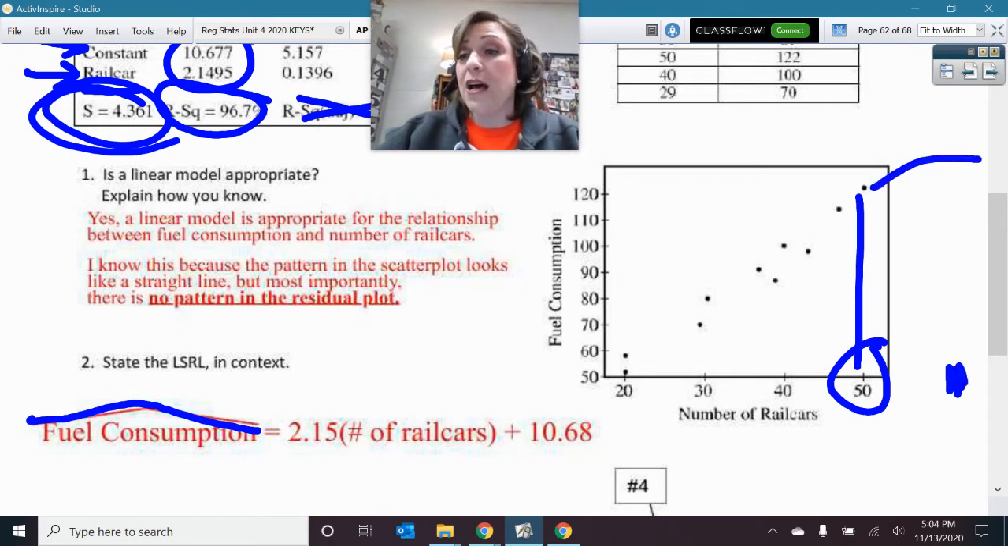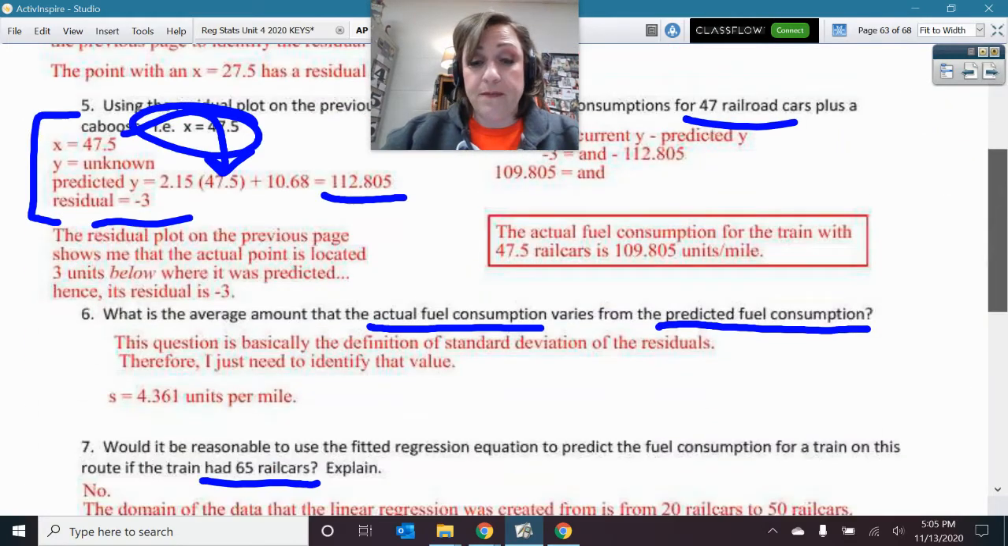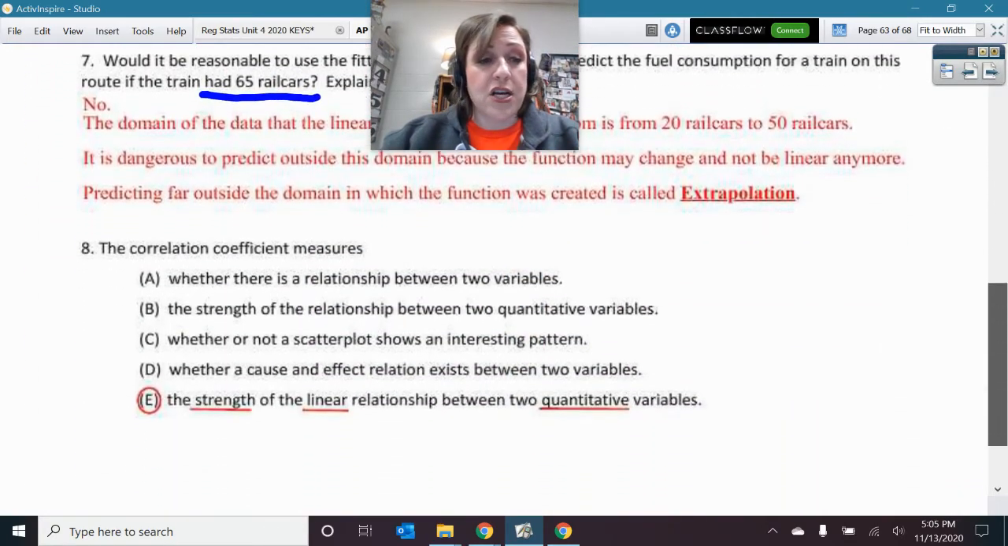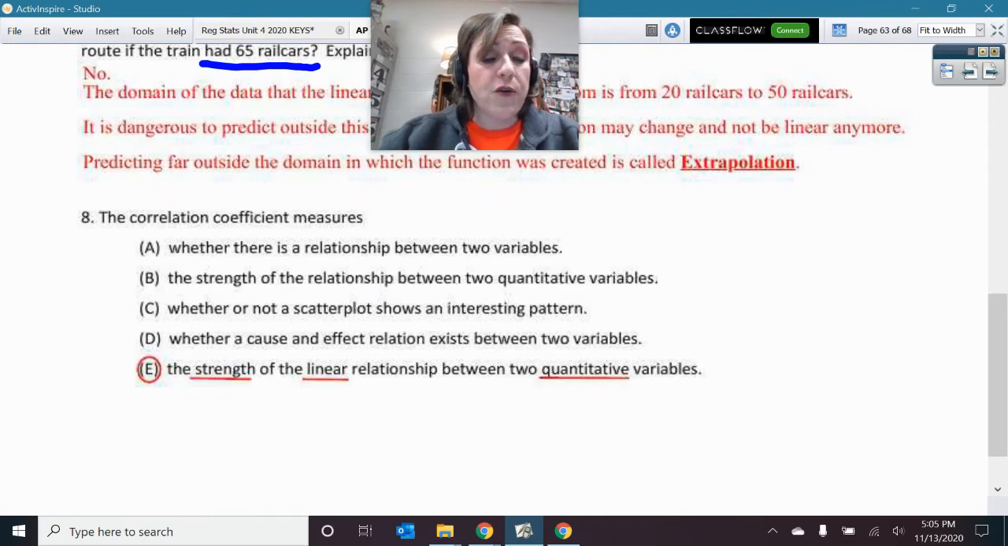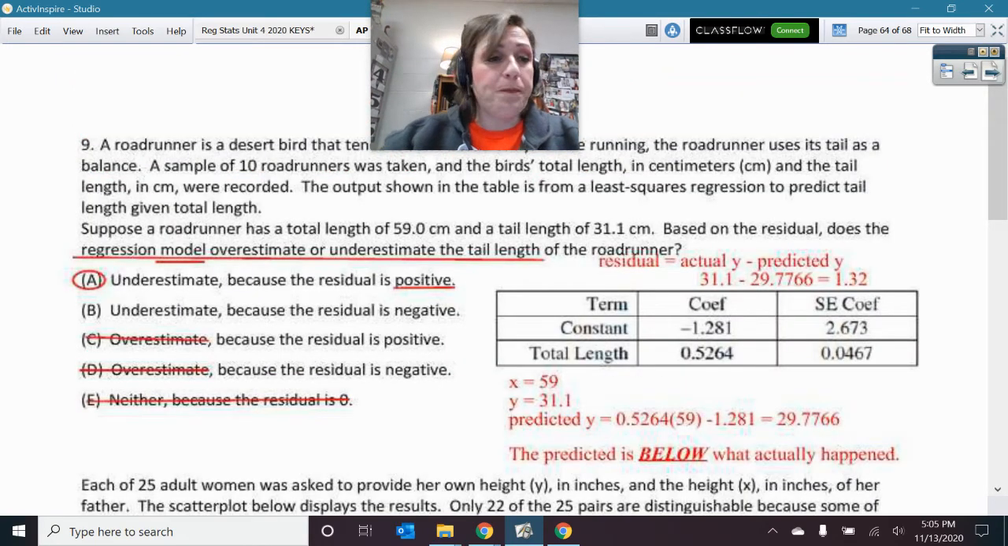This thing may level out. And so predicting out at 65 is not going to be a very good prediction. So no, that's called extrapolation. Okay, predicting out there is not going to be good. The correlation coefficient measures the strength of linearity between quantitative variables. Keep that in mind. Make sure you note that that's not categorical.